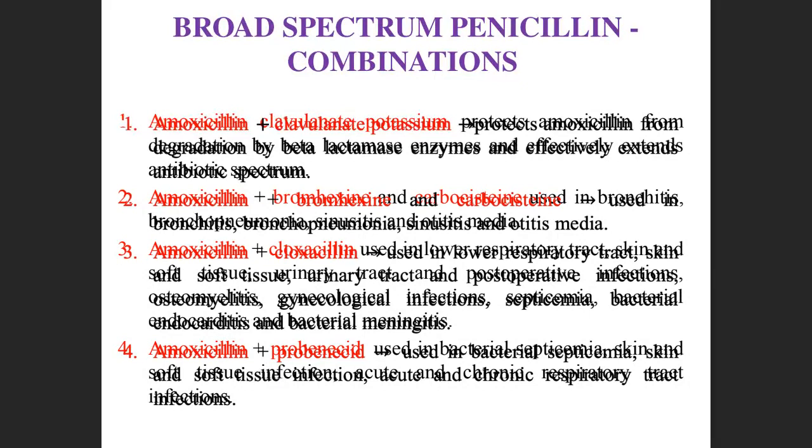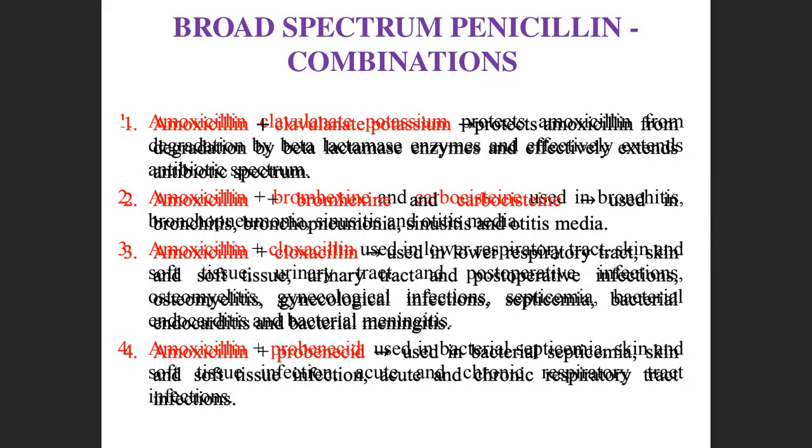Amoxicillin plus cloxacillin. Cloxacillin is also another antibiotic which is classified under the penicillinase resistant penicillin. So when these two are combined, they can be used in the treatment of lower respiratory tract infections. Apart from that, they can be used for UTI, gynecological infections, infections of the bone, that is osteomyelitis, endocarditis, meningitis, etc.